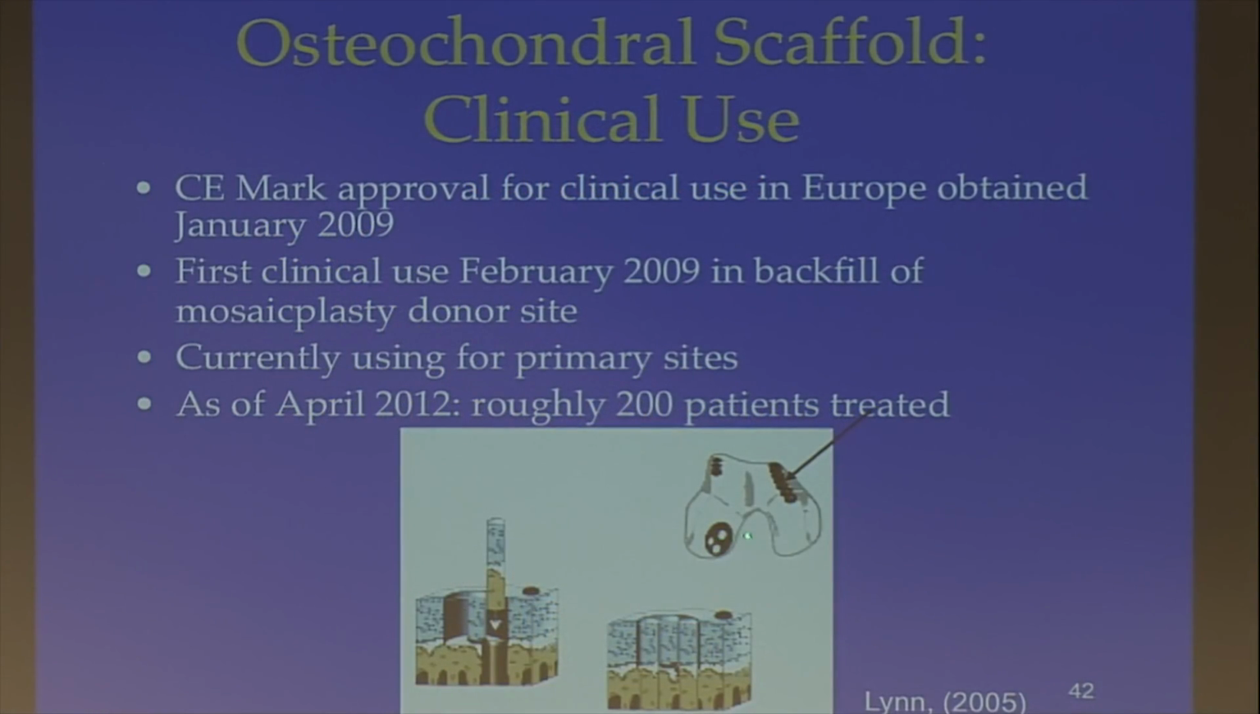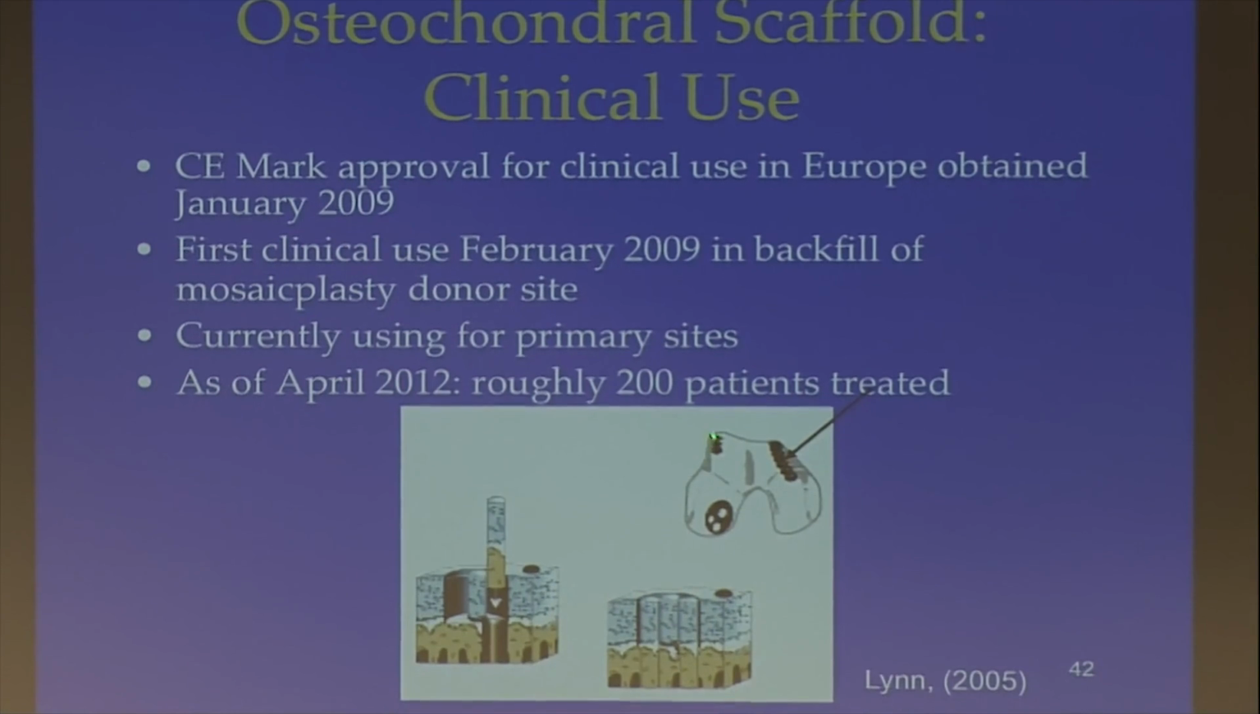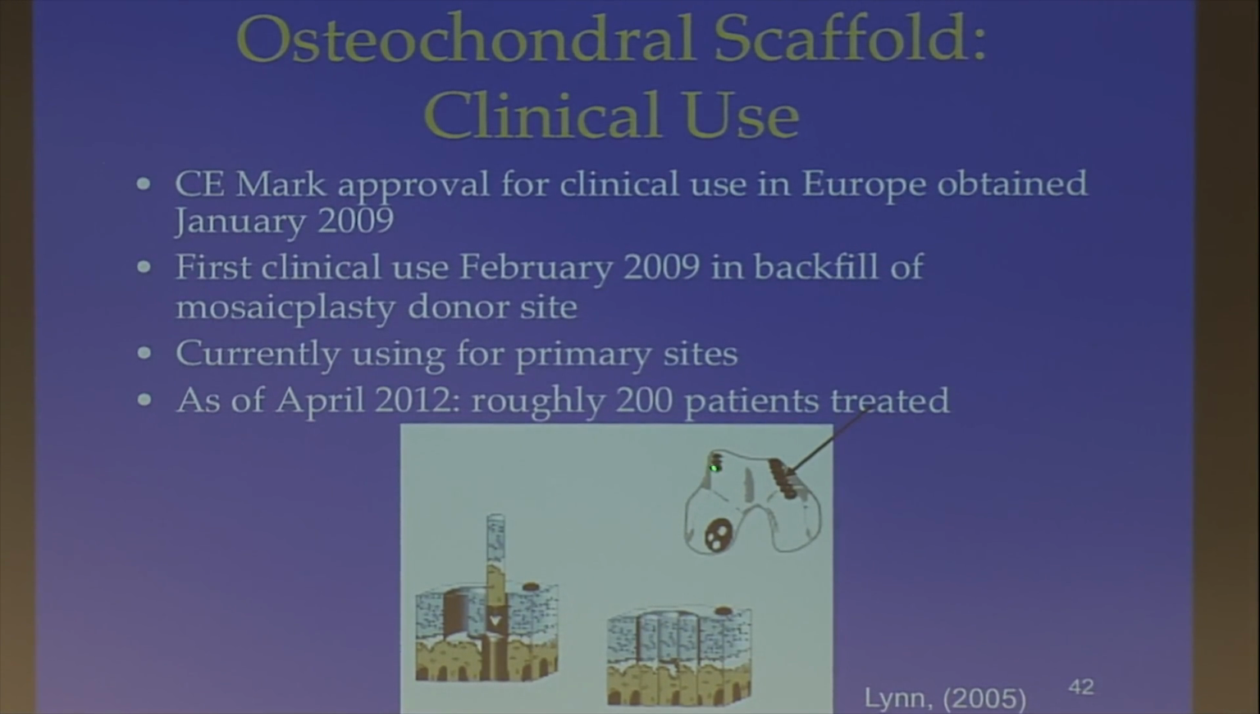They started off using it for the donor sites for the mosaicplasty. So remember the second method I talked about? They take plugs out of one region and put them into the region with the damage. So what they were doing was using our scaffold to fill up these donor sites here. And they found that worked quite well. And then eventually they started using it for the primary sites as well. And as of about April 2012, they had treated about 200 people with this.